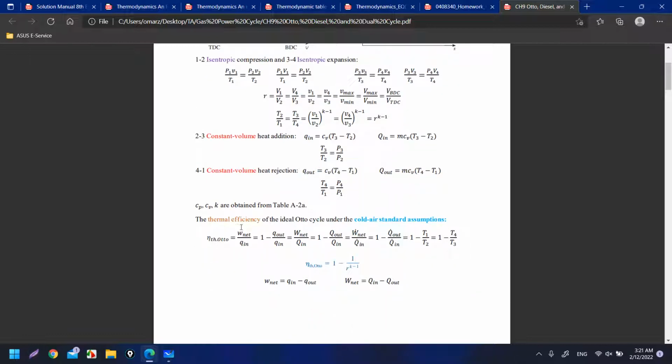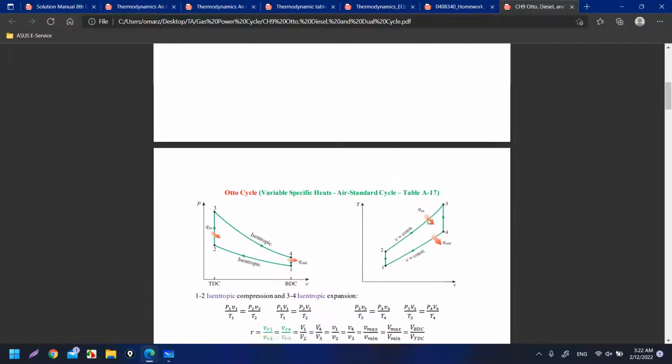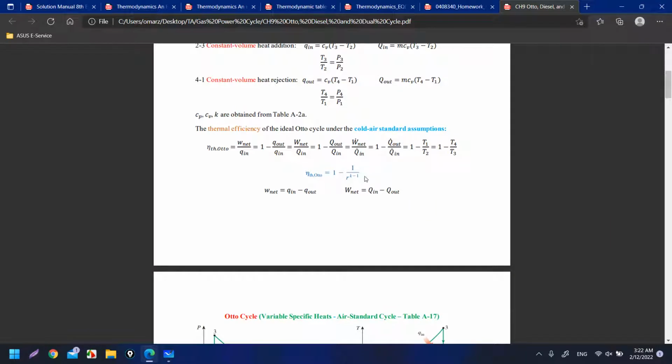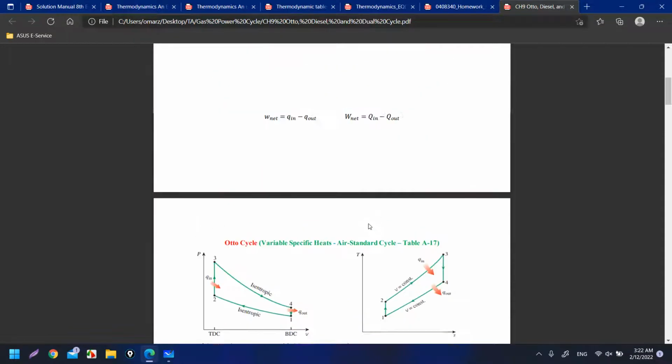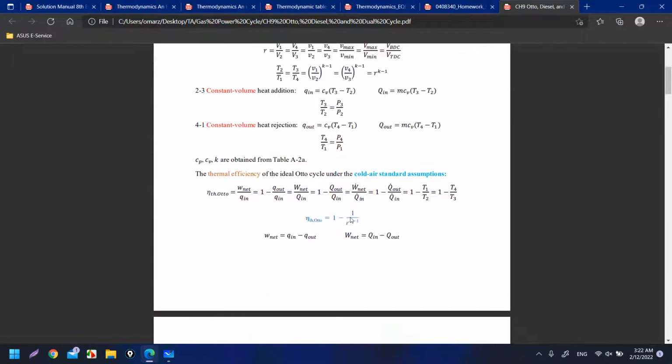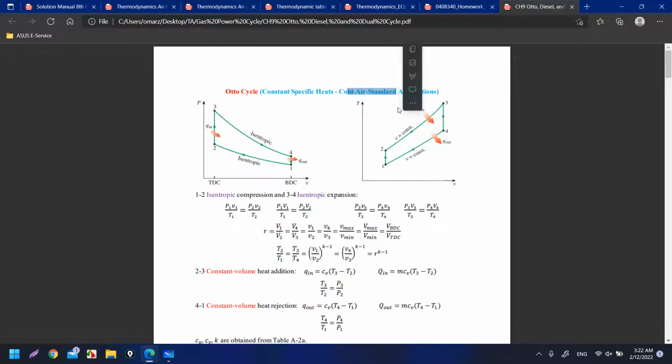In the thermal efficiency, we used this one, but we didn't add this term, T1 minus T2 over T4 minus T3. It is not here. And also we don't have this equation for the thermal efficiency of the Otto cycle, 1 minus 1 over r to the k minus 1. Here we cannot use it. Why? Because there is k. This equation is derived from the isentropic expansion equation under constant specific heat, called air standard assumptions.